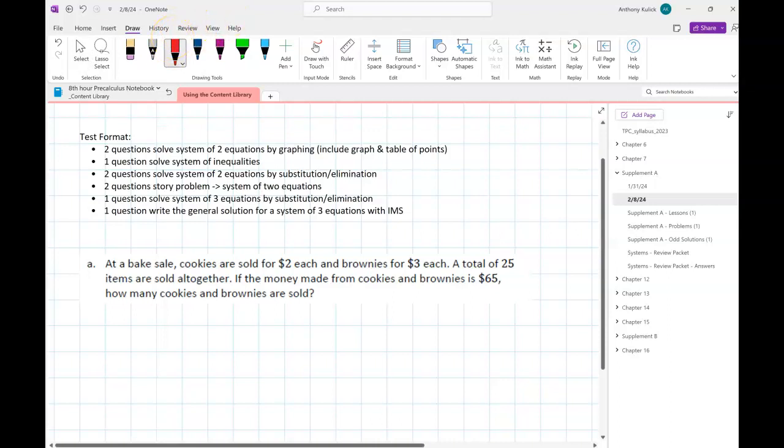Yeah, so that's an example of the story problem. You want to do one? Sure.